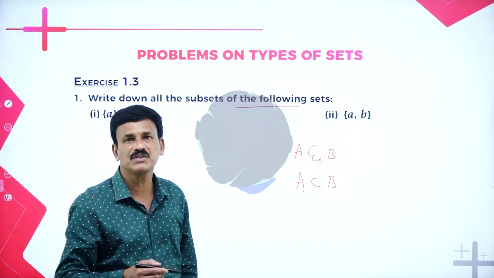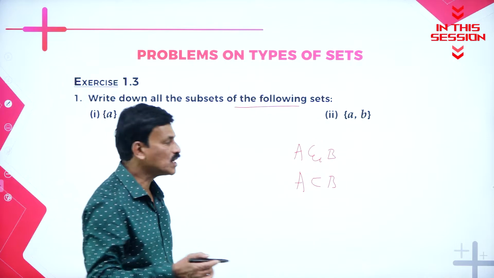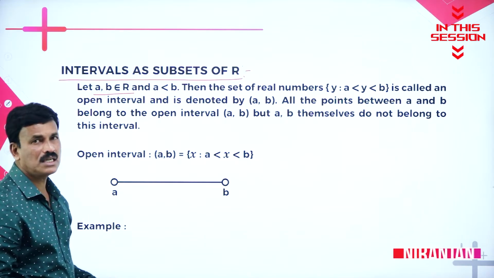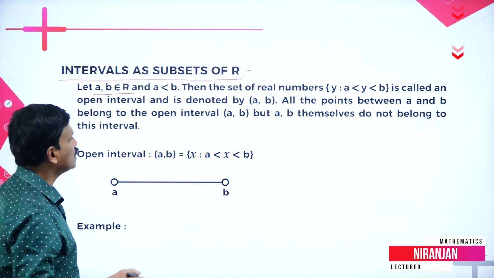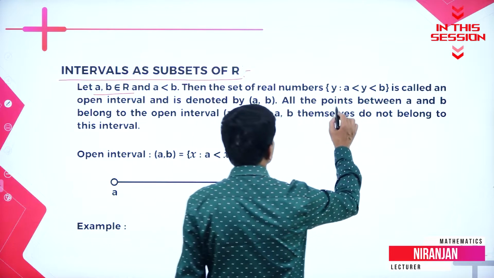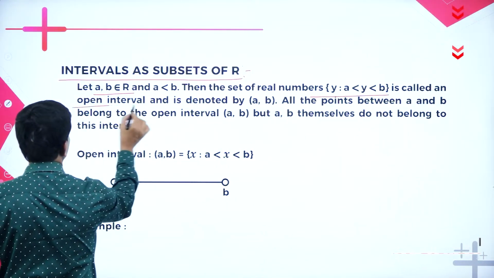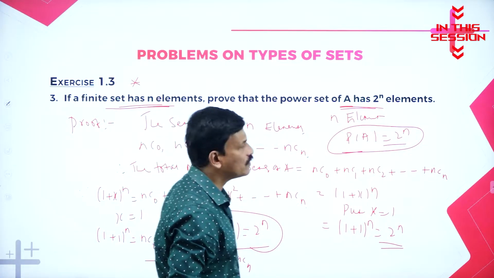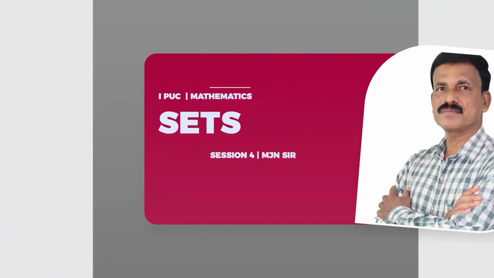If all the elements of A must be the elements of set B, then A is called the subset of B and it is denoted as A is the subset of B. Let A and B be real numbers belonging to R and A is less than B, then the set of all real numbers which lies between A and B is called an open interval. If a finite set has n elements, then the power set of A is always equal to 2 to the power of n.